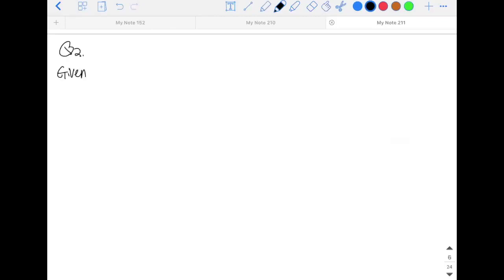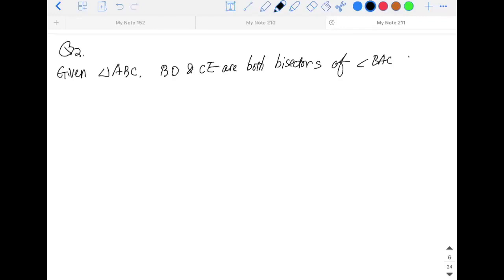Given a triangle ABC, BD and CE are both bisectors of angle BAC and angle BCF. If angle A equals 27 degrees, please determine angle D. I'll draw the graph here.